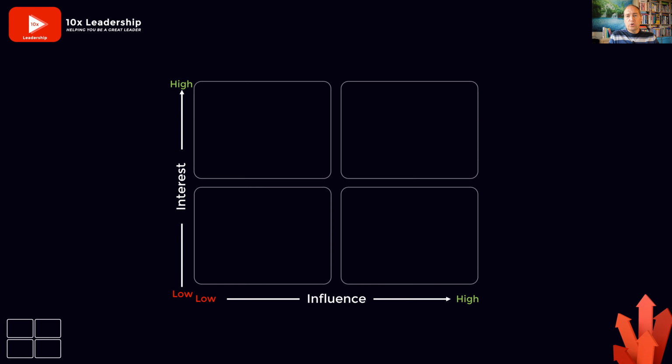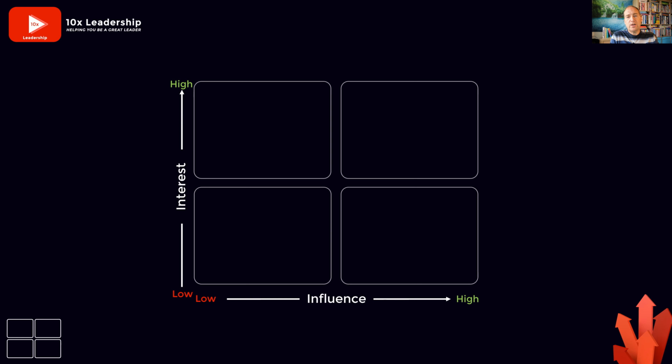So like all really great models, it's really simple. It's just a 2x2 grid. And as you can see there, you've got an influence axis. So the x-axis there is about whether people have a low level of influence or a high level of influence, or somewhere in between. And then the y-axis, the vertical axis, is their interest, and whether it's a low level of interest or a high level of interest, or, again, a variety of places in between.